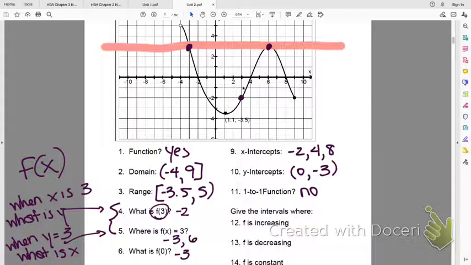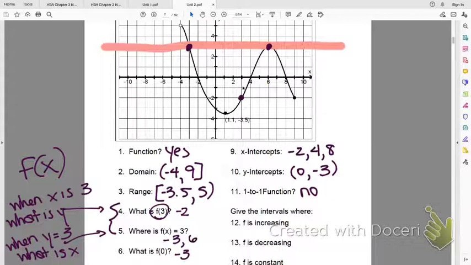Question 7 is then asking us the reverse. So question 7 is asking us what? When y equals 0, what is x? So what are my answers for 7? I don't have that there right now, but okay, we've got -2. What else? 4 and 8. Good. I'm going to come back to question 8 in just a second.